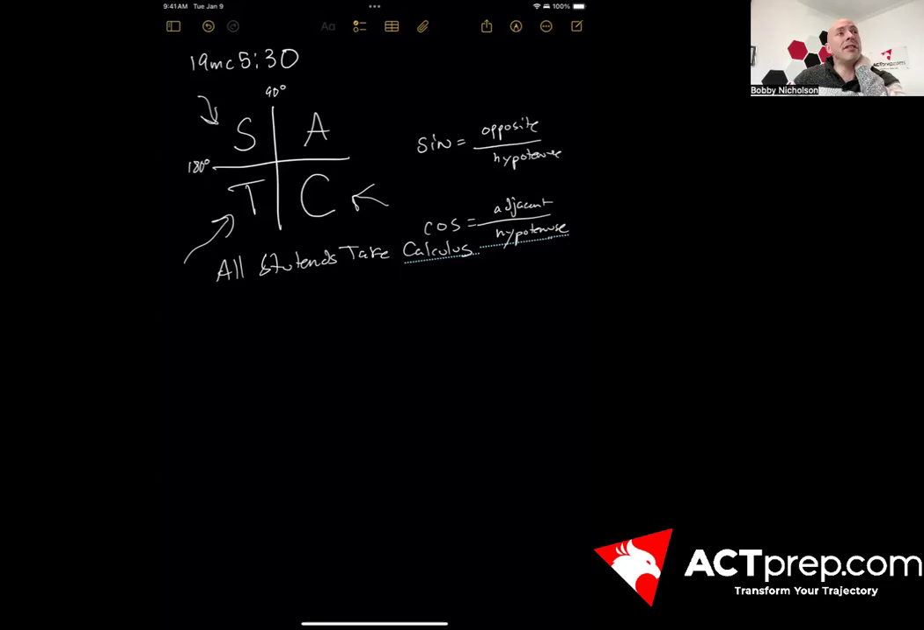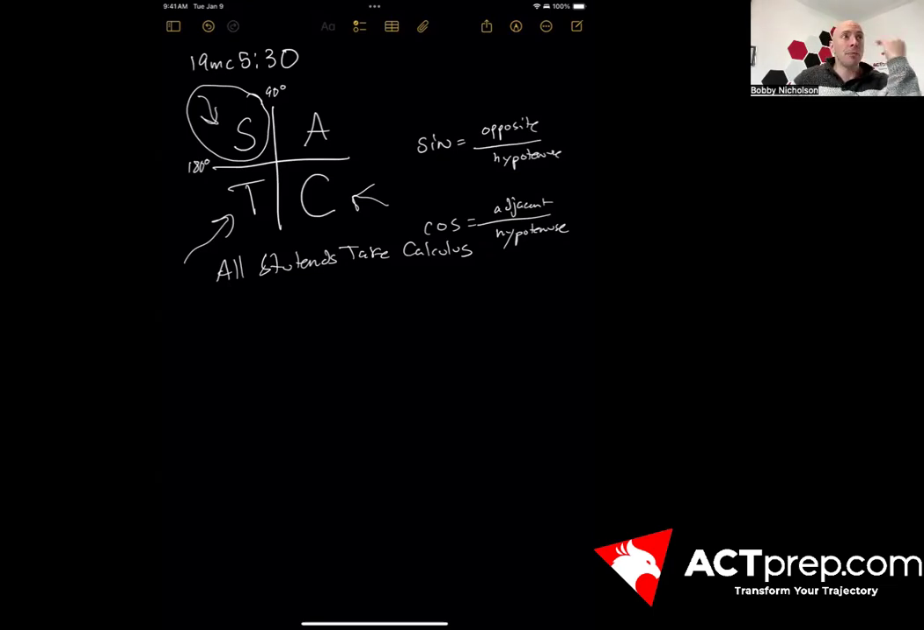The reason they gave us that theta is between 90 and 180 is to tell us that we are dealing with quadrant 2. So in quadrant 2, sine will be positive and everything else is going to be negative. So we already can eliminate answer F and G because we know that cosine is going to be negative in this quadrant.